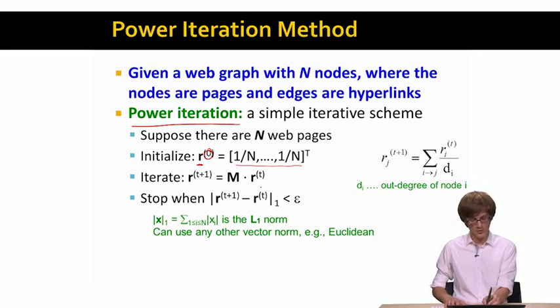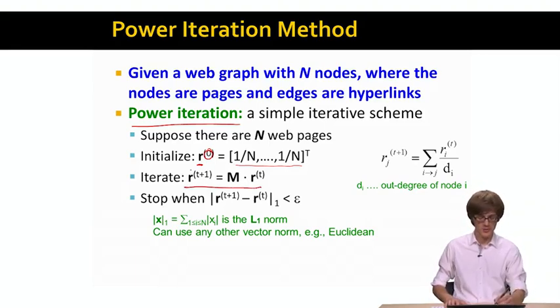So now all we do is we iterate our recursive equation. We say that the value of r at time t plus 1 is the matrix M, the stochastic adjacency matrix, times our previous vector r_t. And we keep iterating this. Basically all we are doing is iterating r equals M times r until r stops changing. This means we keep iterating until the coordinate-wise sum of the differences between r at the current time step and r at the previous time step is less than epsilon, right?